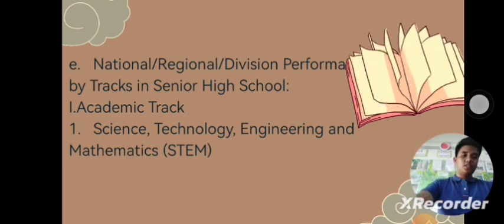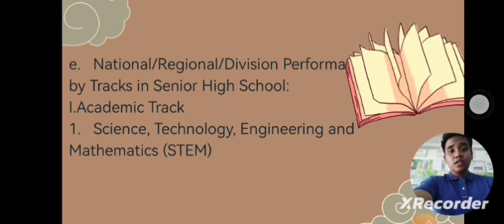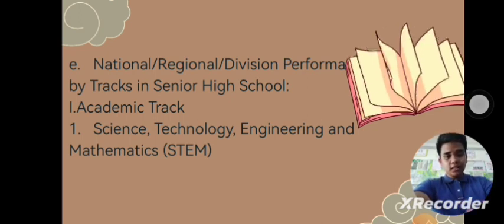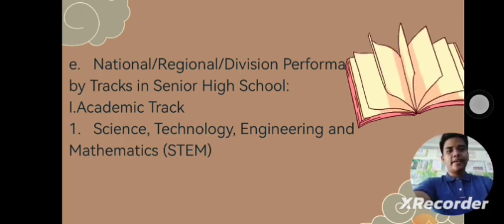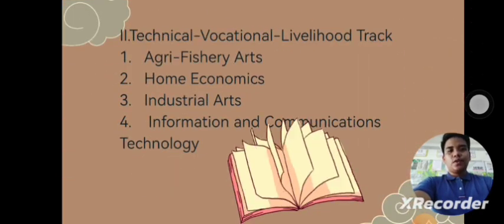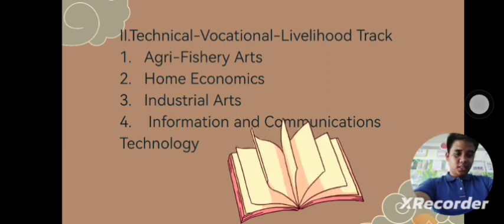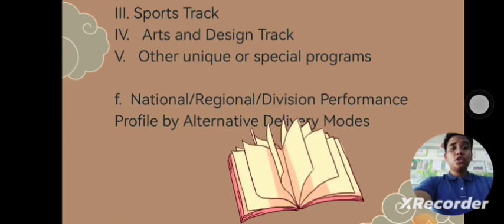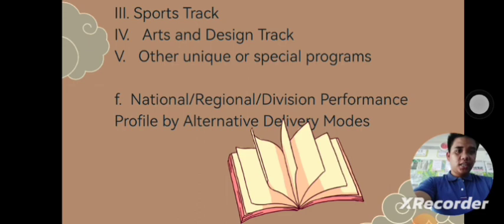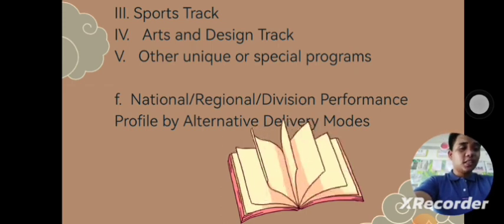national, regional, division performance by tracks in senior high school. So this is included in senior high school, so we don't need to discuss it thoroughly. So these are the tracks in high school: the academic tracks, STEM, HUMSS, ABM, GAS. We have also the technical vocational livelihood track, agri-fishery, home economics, industrial arts, ICT, and we have also our sports track, arts and design track, and other unique or special programs. And F, national, regional, division performance profile by alternative delivery mode.